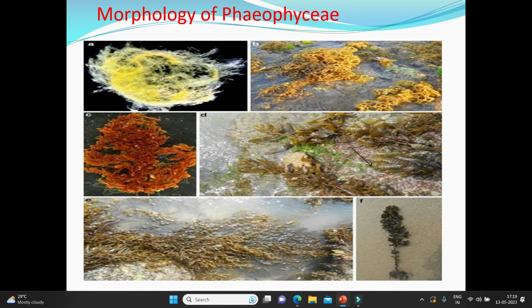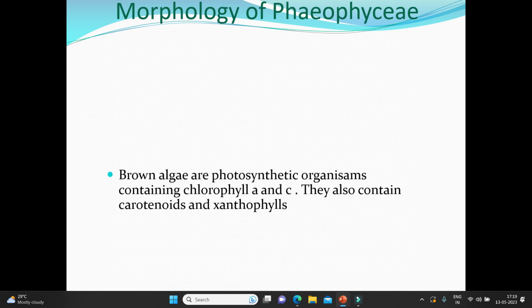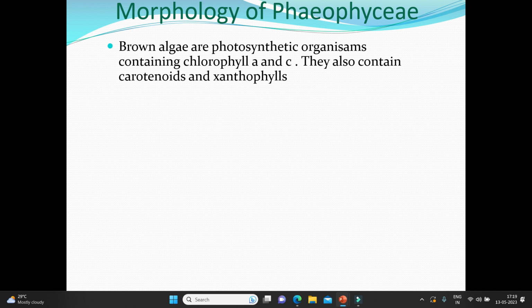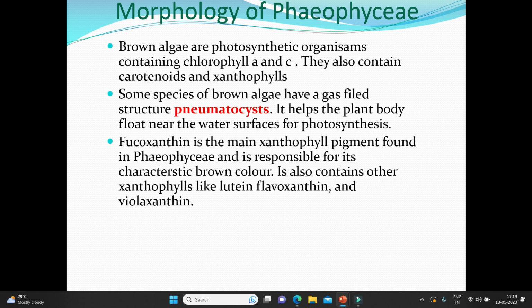So next, these are the morphological structures of Phaeophyceae. The morphological features are: the brown algae are photosynthetic organisms, as I told, containing chlorophyll a and c, and they contain carotenoids and xanthophylls. Some species of brown algae have gas-filled structures. They are called pneumatocysts. And fucoxanthin is the main xanthophyll pigment which gives the brown color. The cell wall of Phaeophyceae has two layers. The innermost layer is made up of cellulose, and the outer layer is made up of alginic acid and succinic acid.